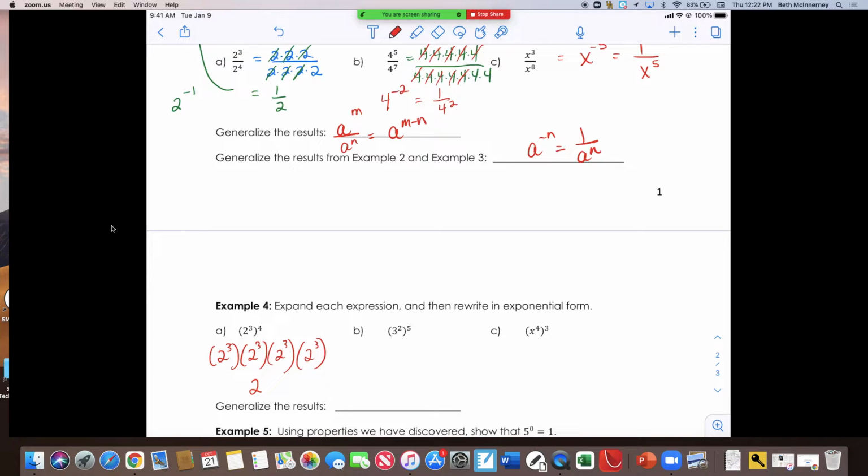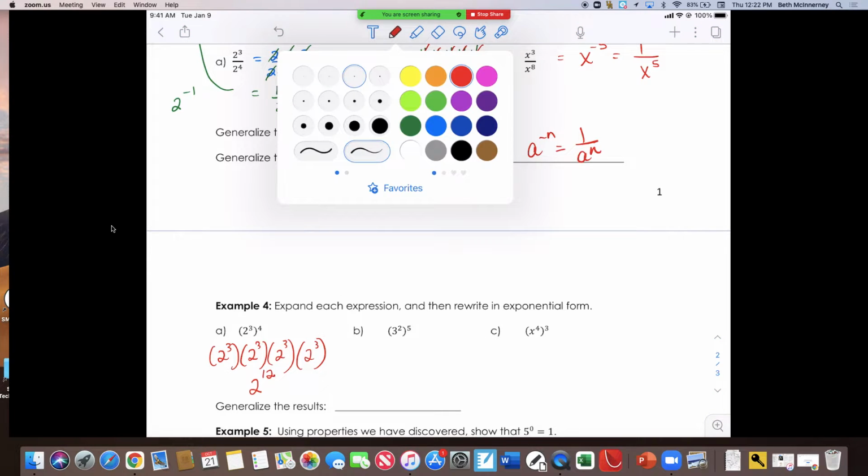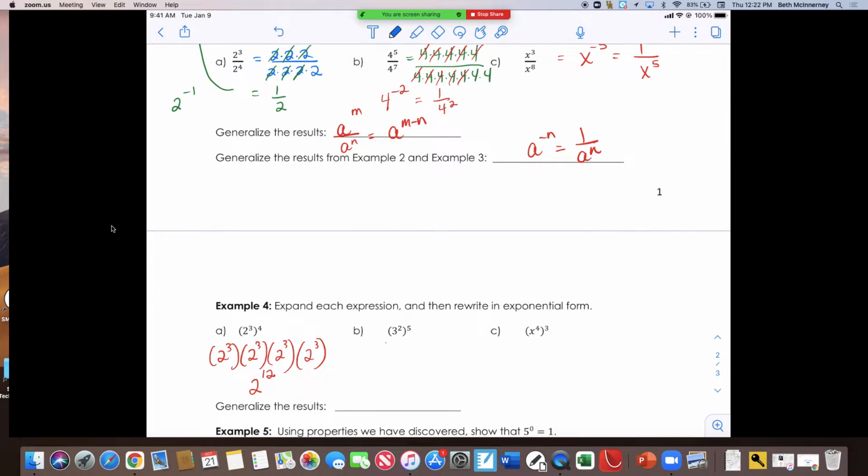So I can now use the first exponent property, that I can add those exponents. So 3 plus 3 plus 3 plus 3, that's 12. All right, let's do that in letter B. 3 squared to the 5th means 3 squared times 3 squared times 3 squared times 3 squared.